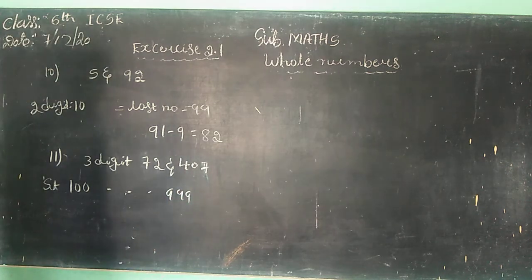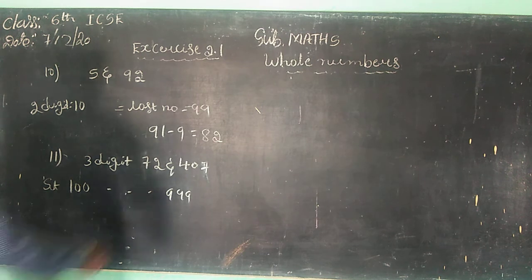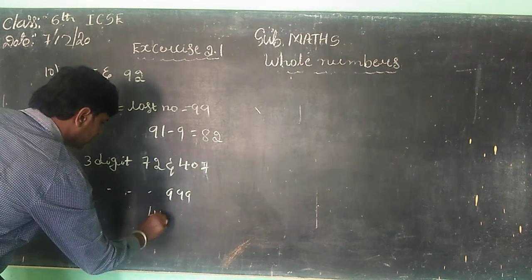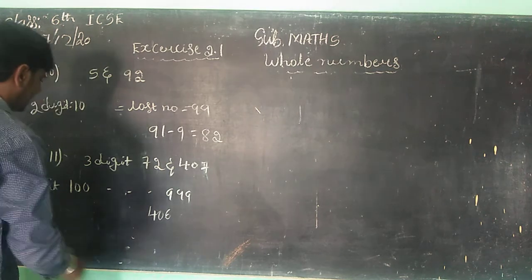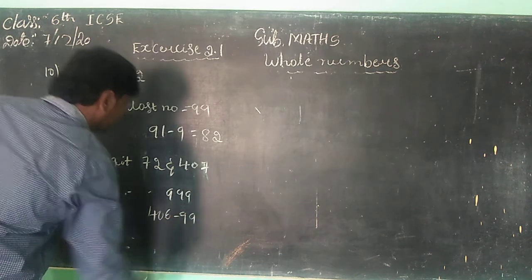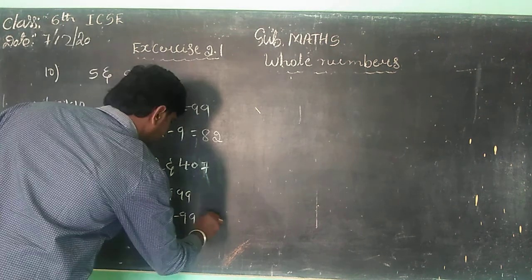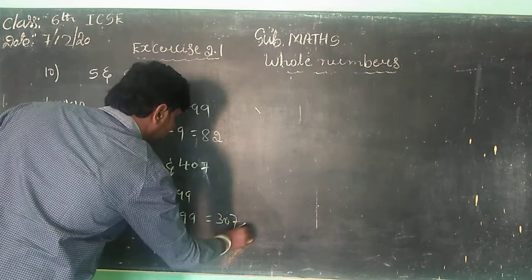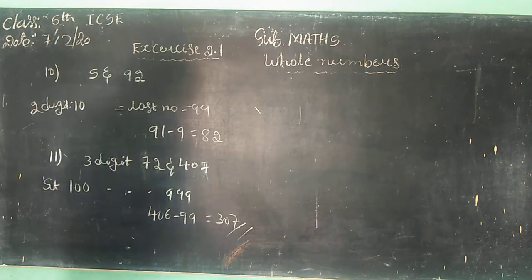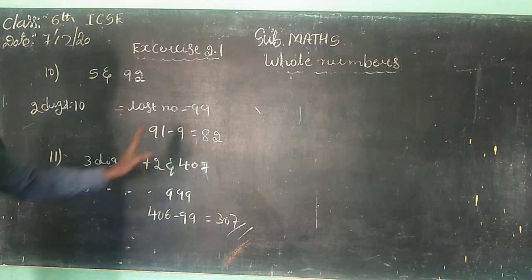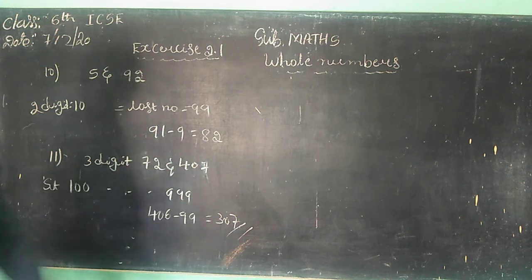Correct children? Children, now we want to subtract. So here 407. Before 407 is how much? You already know that one. 406 minus... Here also you want to subtract 99. Before 100 is 99. Correct children? Now you want to subtract. That is also 307 numbers. Children, you can understand how many two-digit numbers between 5 and 92 is 82. How many three-digit numbers between 72 and 407 is 307, children.